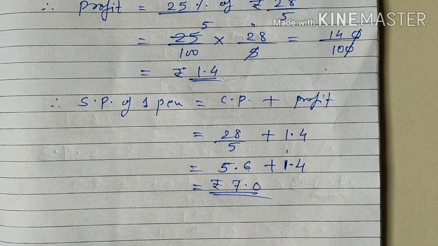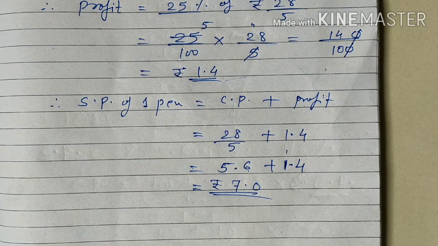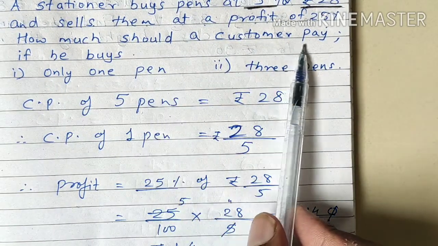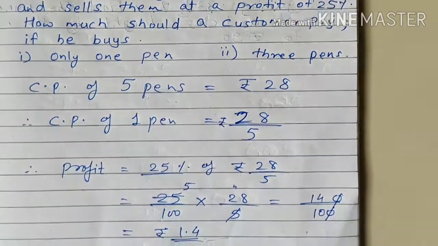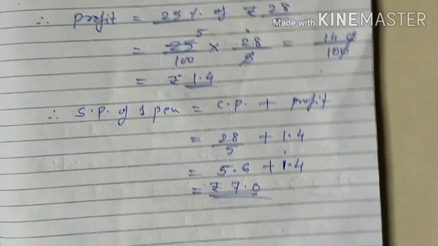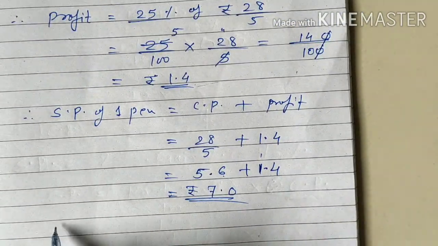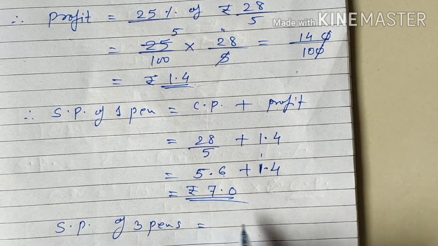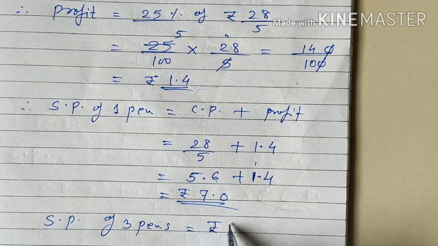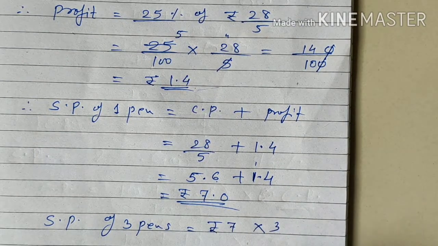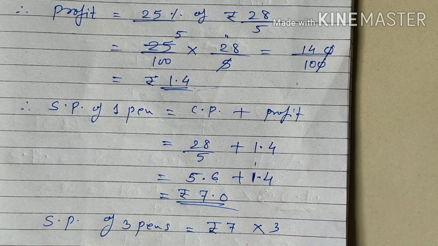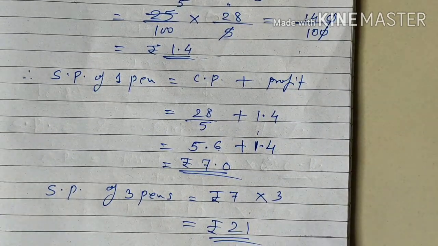Got it? So also for the 3 pens we want to find out. In our question, what they are saying is, the customer has to pay for 1 pen rupees 7, and for 3 pens, the selling price of the 3 pens. For 1 pen is rupees 7, and for 3 pens will be rupees 21. Got it? Everyone understood this? Okay.